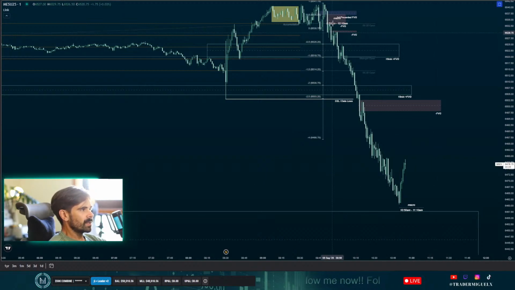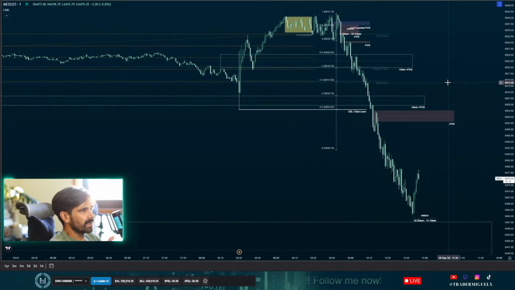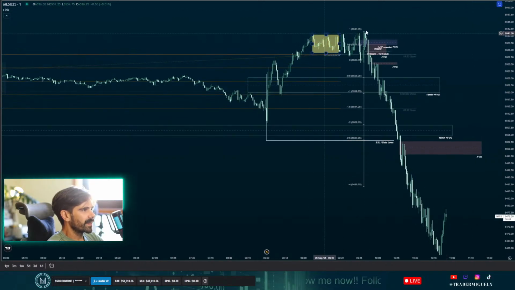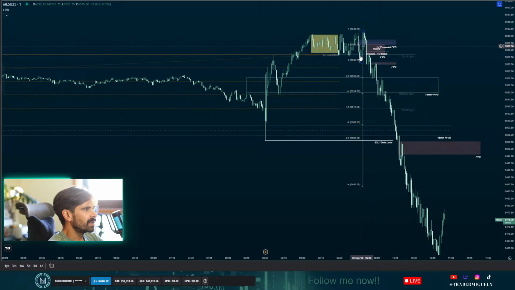See, 950 to 1050 move, very nice, very clean. Fortunately, I didn't participate because, yeah, I guess the problem was here. I was expecting a manipulation higher. Price didn't give us that manipulation higher, and yeah, I didn't expect that we were acting like this was the manipulation. I was expecting something higher.